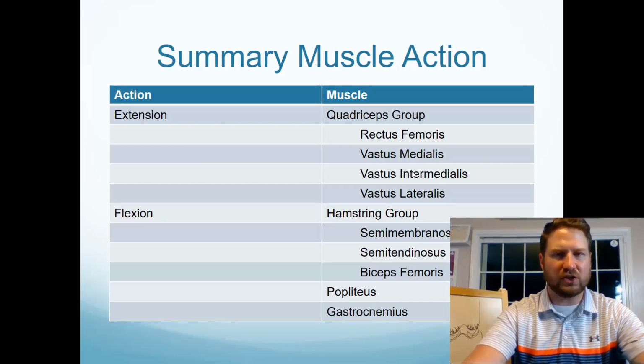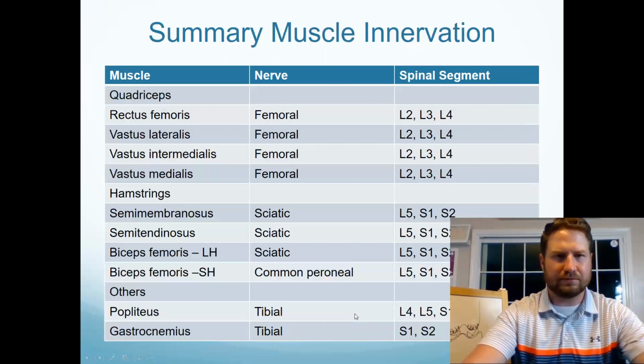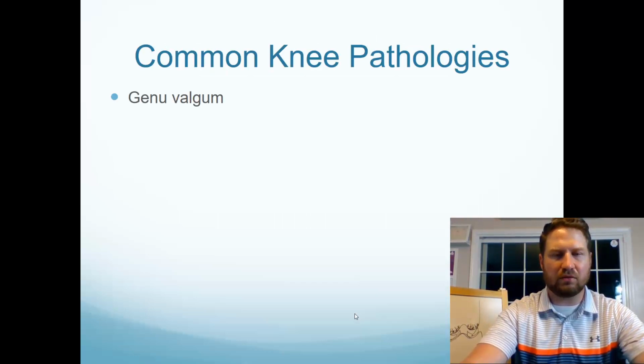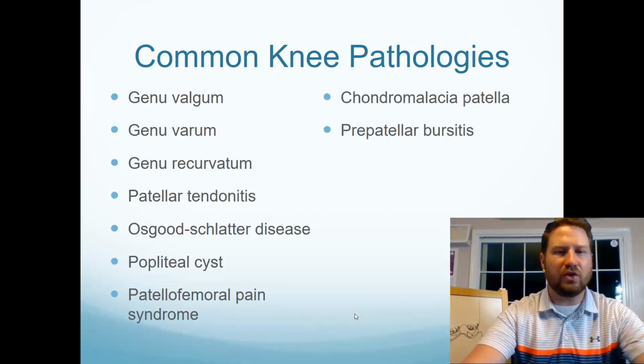Okay, summary of muscle actions. Extension is your quadriceps. Flexion is hamstrings, popliteus, and gastroc.